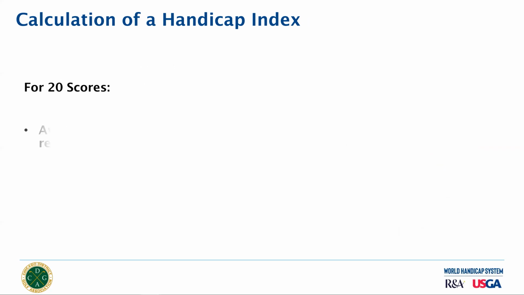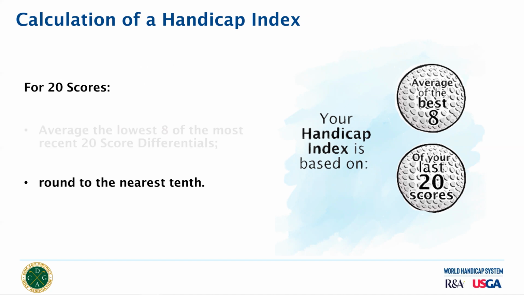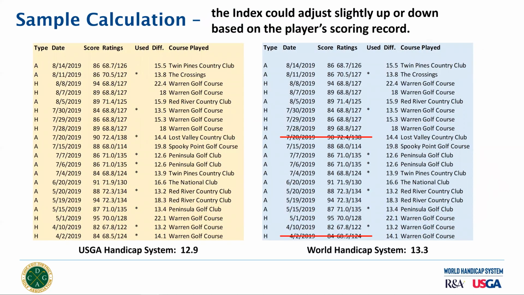For 20 scores, you average the lowest 8 of the most recent 20 differentials. You round to the nearest 10th. Here's a chart. On the left, it was the 2019 calculation process. You see under the USGA system last year, this golfer had an index of 12.9. With conversion to the new World Handicap System, the 2 higher of the 10 lowest differentials are eliminated, the red lines on the right chart. And this individual's new index is 13.3.